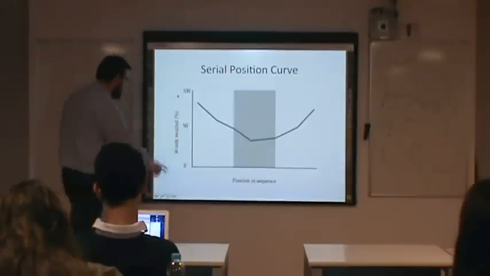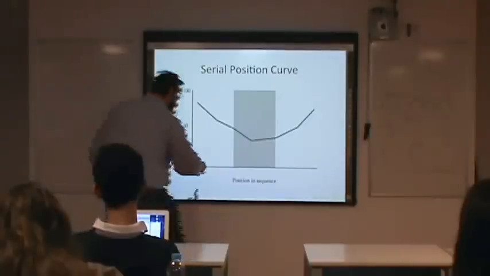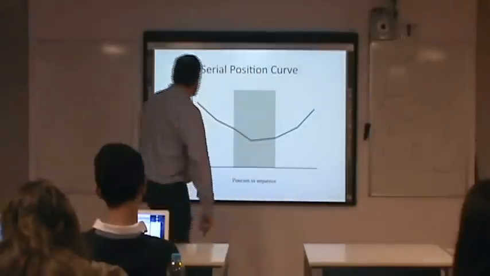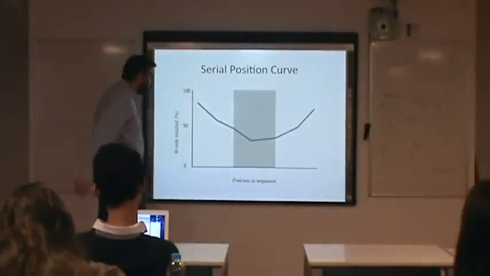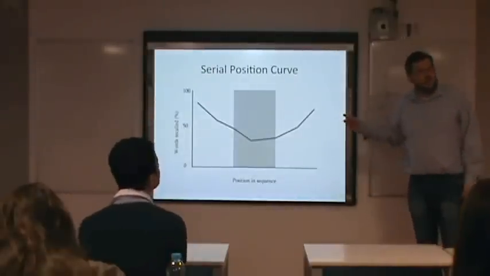So if we graph this, here's the amount of words that people recall on a list, and here's the position that it is in the sequence. So these are the first words, these are the last words. You see that people remember the first words pretty well, and often the last words very well too, if you give the test immediately.